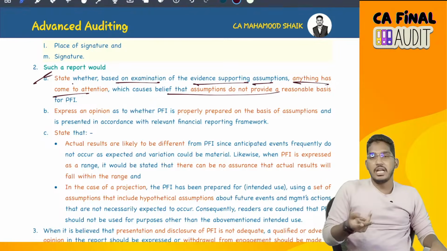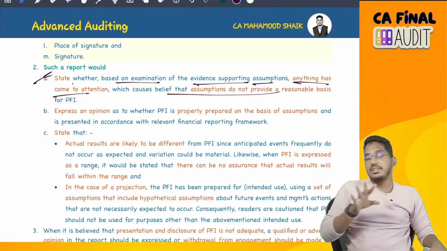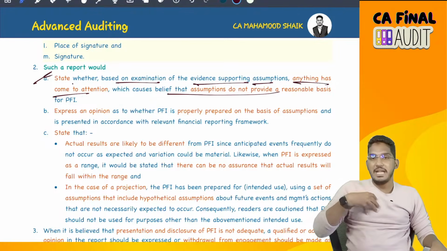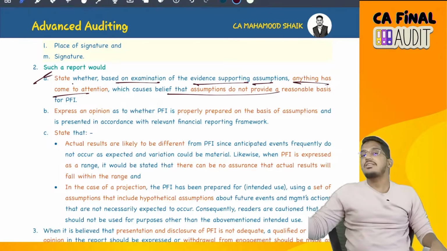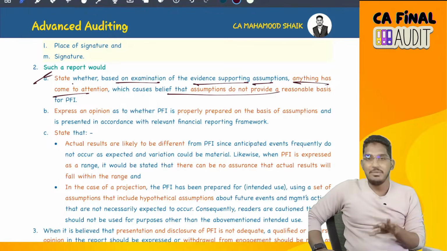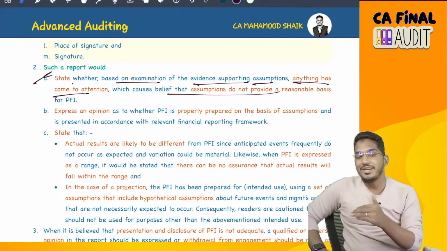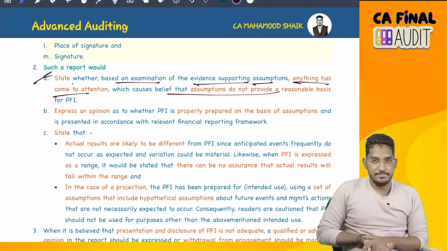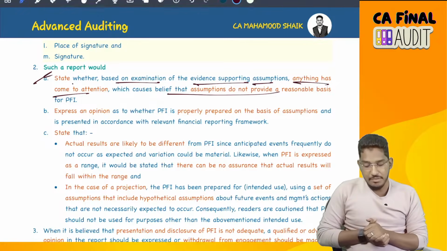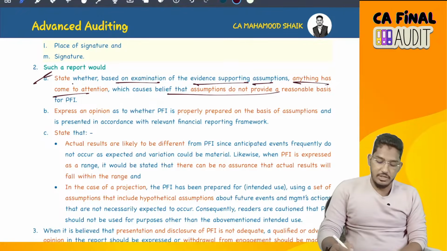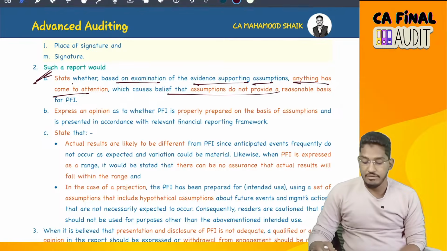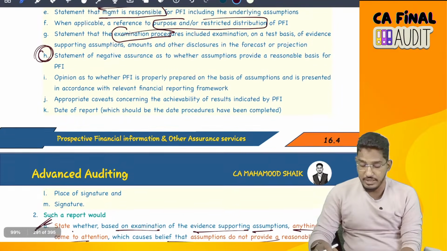So how you have to put it in a negative phrase is, you have to say that nothing has come to my attention which makes me believe that assumptions are unreasonable. So ultimately you are saying assumptions are reasonable only, but you are putting that phrase in a negative way. Clear? Able to understand everyone? So that's what they try to say here. You have to give an opinion, but a negative assurance you have to give.